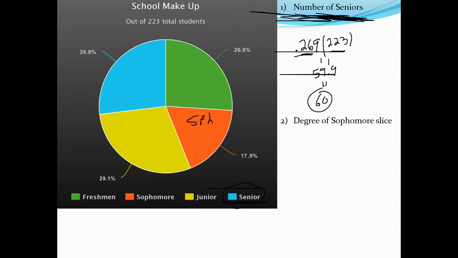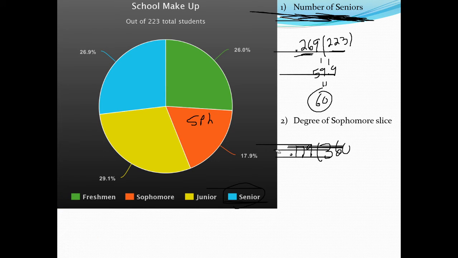What degree of the pie chart is that slice? Well, again, we do kind of the same thing. 17.9% of the entire population is sophomores. So 0.179 times, now I'm not going to do 223 because it doesn't say the number of sophomores, it says the degree of the slice. So 0.179 times 360 would be what I do.